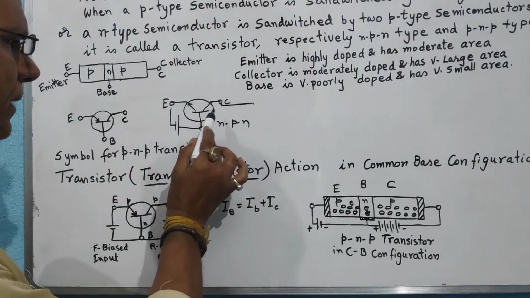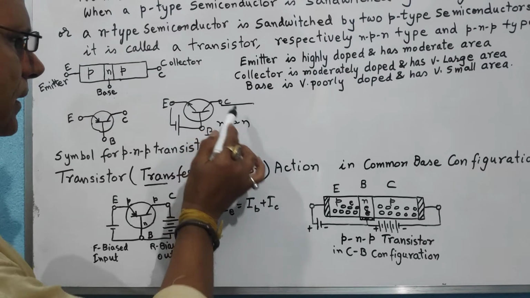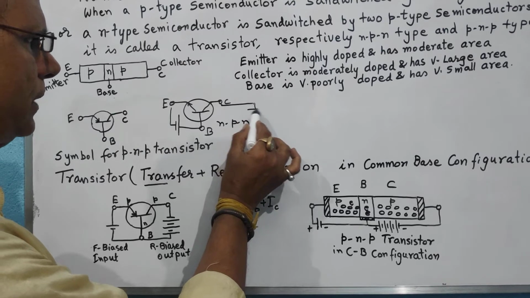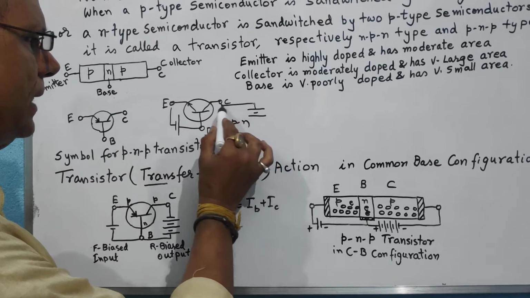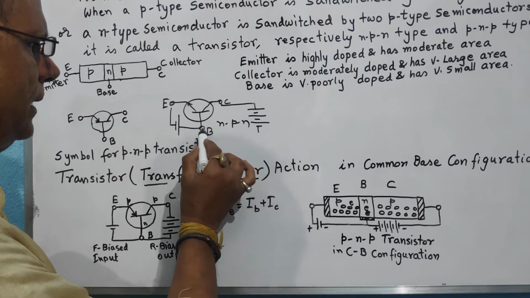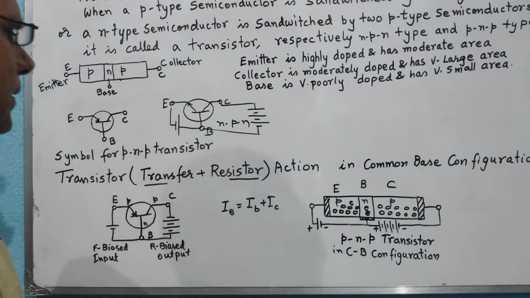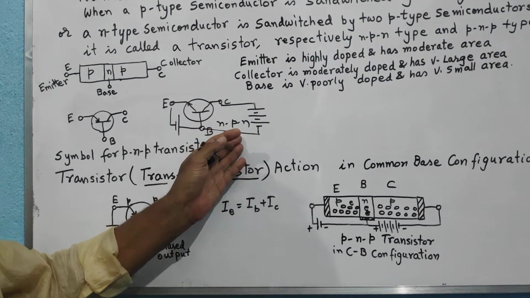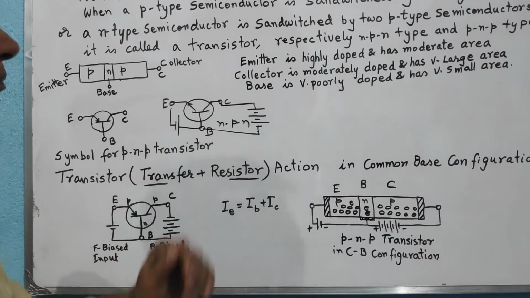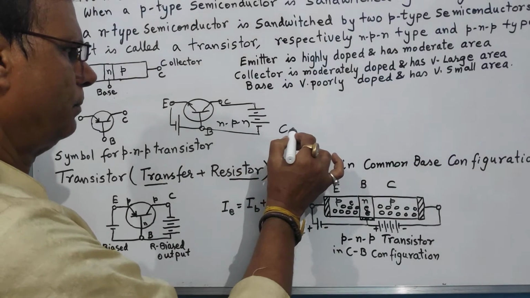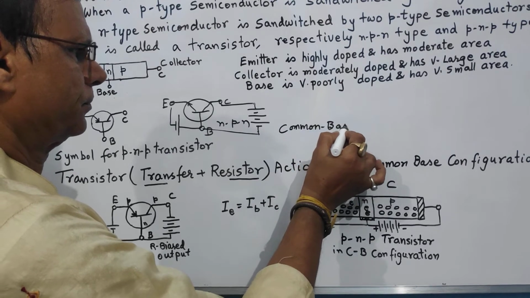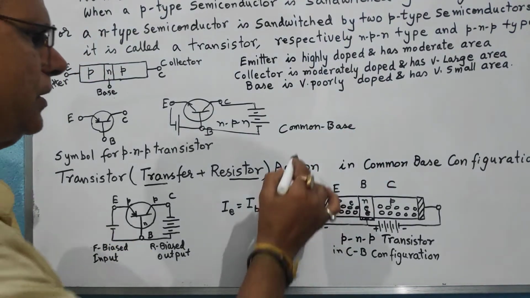For making it reverse biased, the collector is connected to the negative terminal, and then we connect the base to the positive terminal. So the output circuit is reverse biased and the input circuit is forward biased, keeping the base in common, and therefore it is called the common base configuration of the transistor.